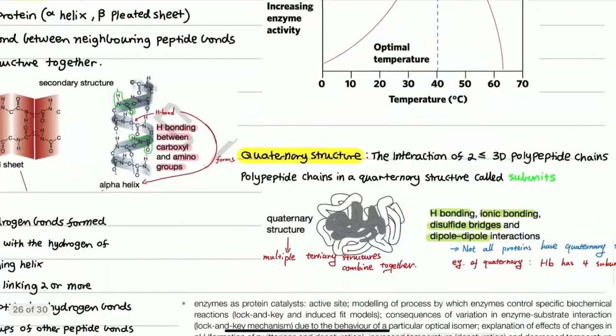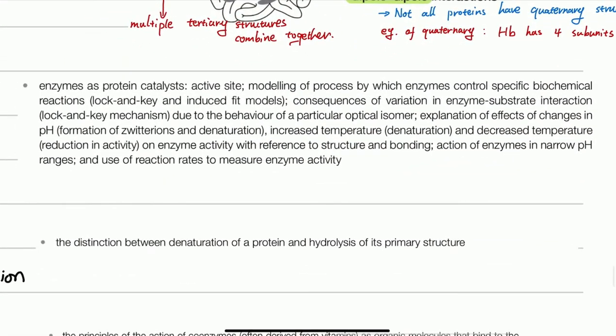But let's have a read of the study design dot point for this. It says: enzymes as protein catalysts, active site modeling of process by which enzymes control specific biochemical reactions, lock and key and induced fit models, consequences of variation in enzyme substrate interaction, lock and key mechanism due to the behavior of a particular optical isomer, explanation of effects of changes in pH, formation of zwitterions and denaturation, increased temperature, denaturation, and decreased temperature, reduction in activity on enzyme activity with reference to structure and bonding, action of enzymes in narrow pH ranges, and use of reaction rates to measure enzyme activities.